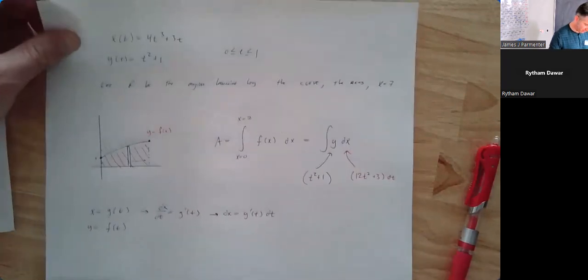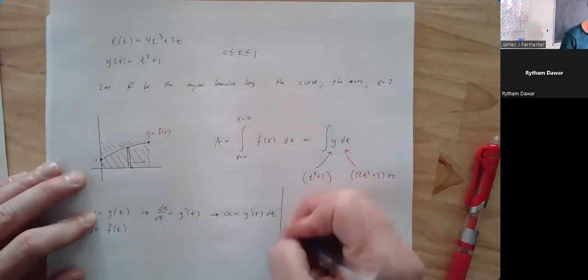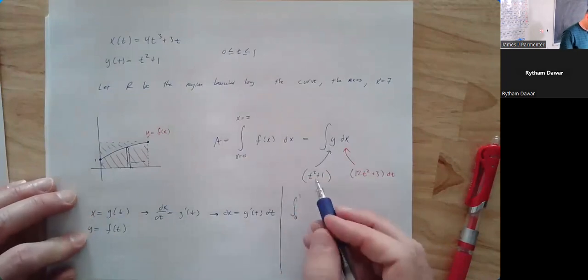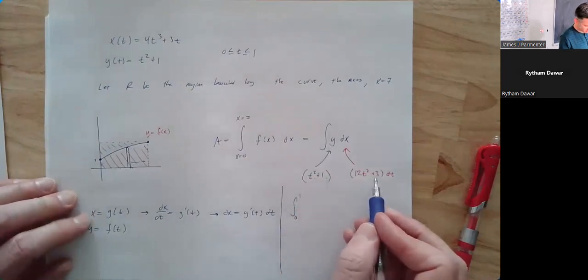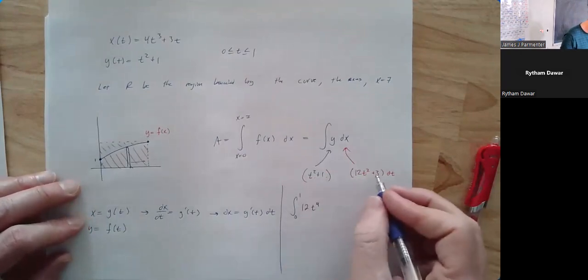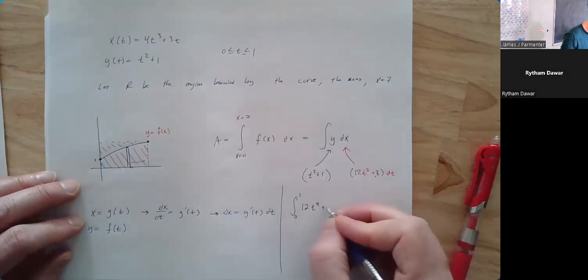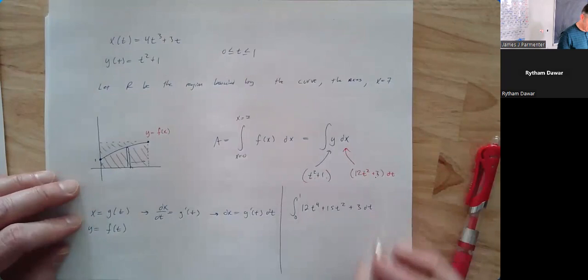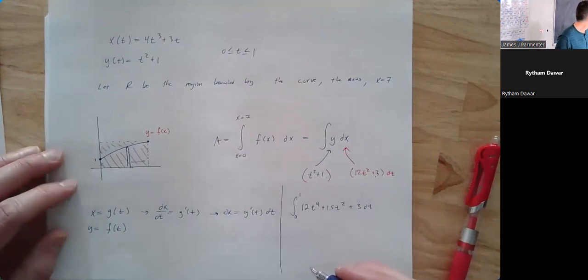But to finish this problem off here, not particularly nice. We're going to have the integral from 0 to 1 of (t squared plus 1) times (12t squared plus 3), which is going to be 12t to the 4th plus 3t squared plus 12t squared, so plus 15t squared plus 3. Which, okay, not particularly nice.